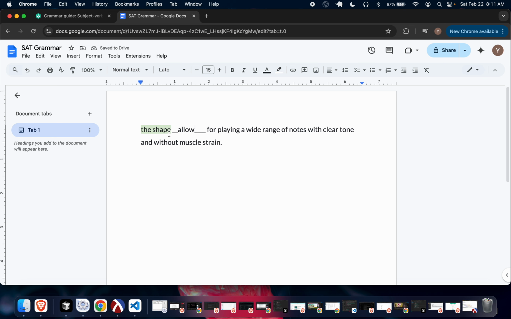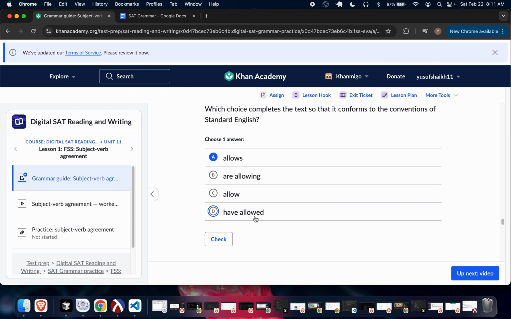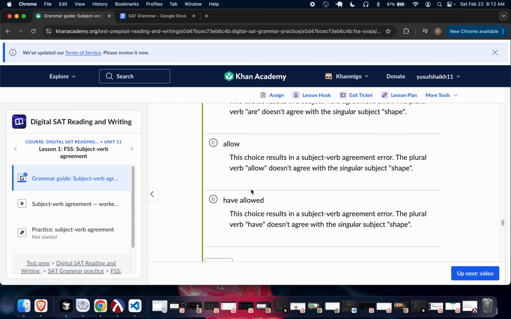If we had a plural noun, like let's say the shapes allow, that would make more sense, right? If this is now a plural noun, we'd have the plural verb allow. But in our case, we have the shape, so we're going to do allows. That's the singular verb and singular noun. The shape allows. And again, have allowed is also plural, so our answer is going to be this one, allows.